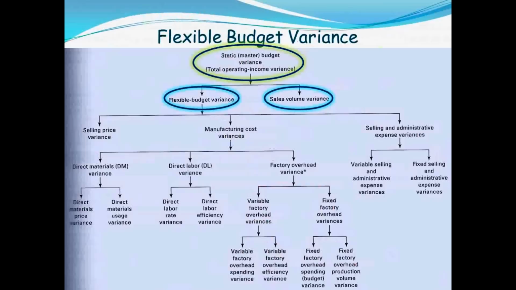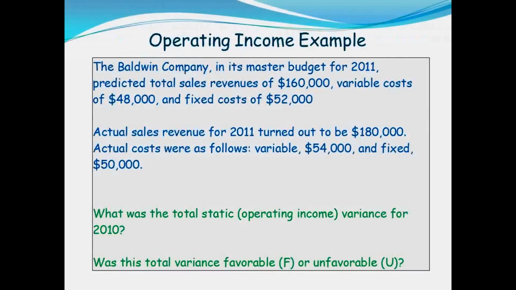I'll come back to it. The total variance is not these two, it's the one above it. And was it favorable or unfavorable?